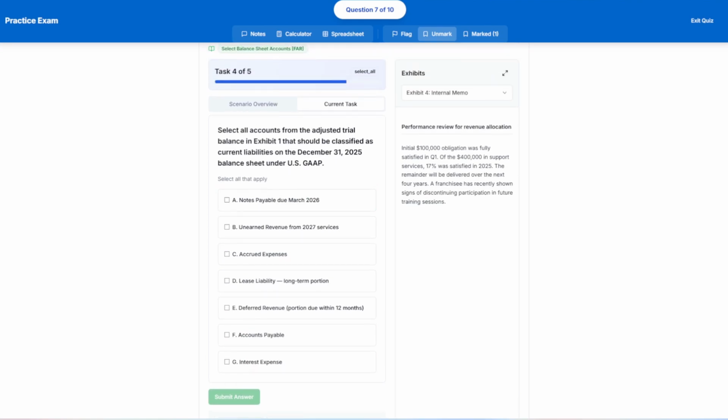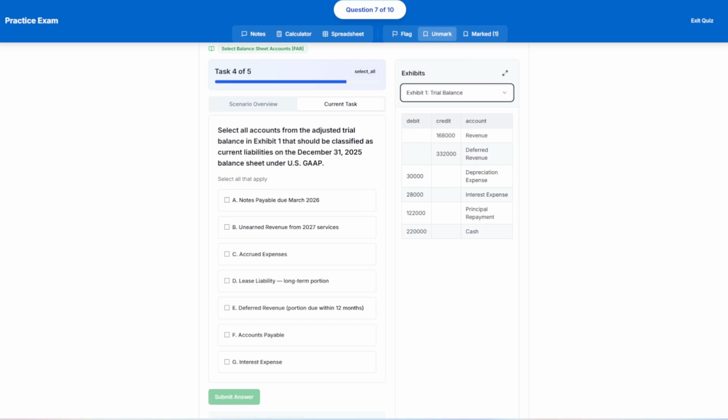Task 4. Selecting current liabilities under U.S. GAAP. Let's take a careful look at Exhibit 1, the trial balance. We're being asked to identify which of these accounts should be classified as current liabilities on the balance sheet as of year-end. And remember, GAAP says current liabilities are those due within 12 months or within the normal operating cycle, whichever is longer. So let's walk through the options.